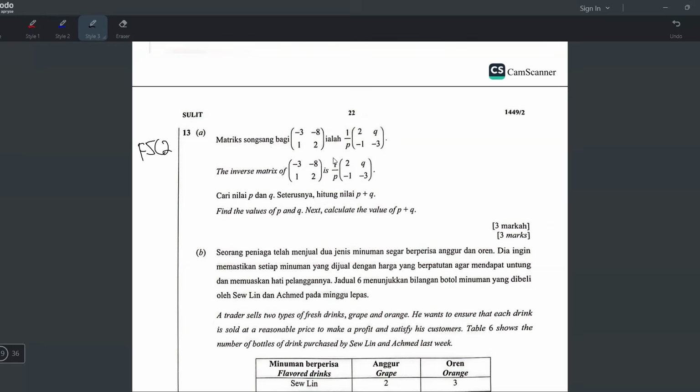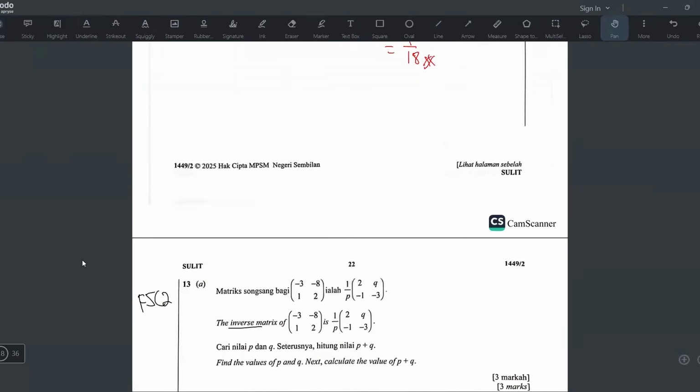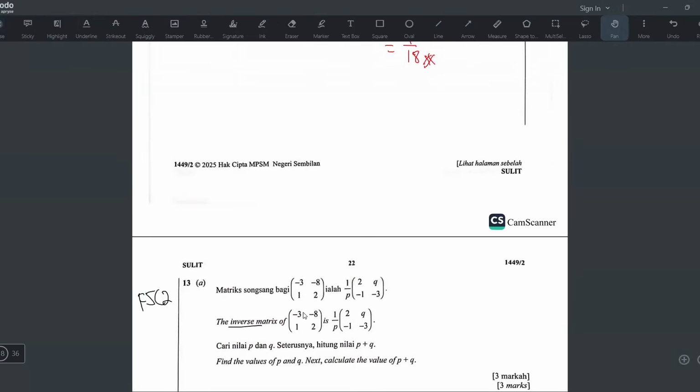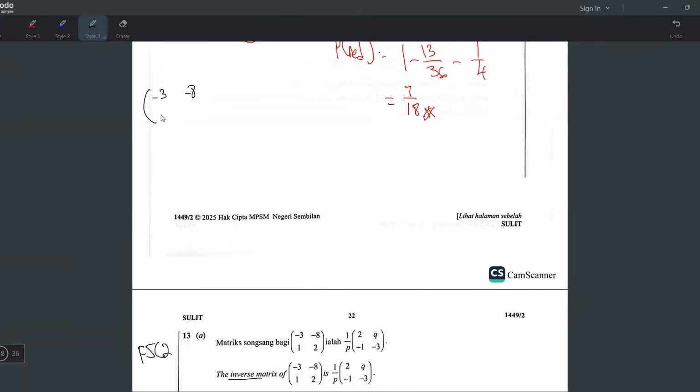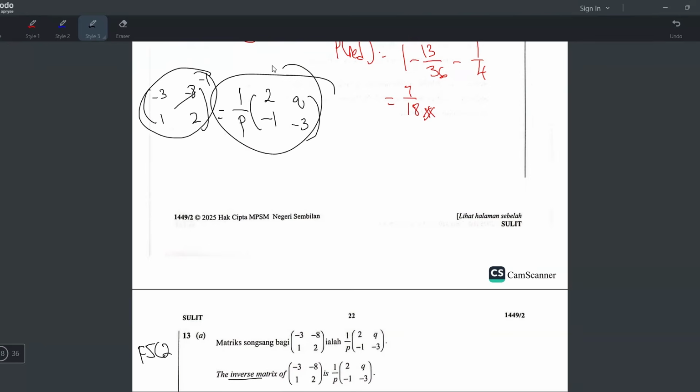Dia tak sama lagi. Dia kata inverse of this is equals to this. Maksudnya, you kena buat songsang untuk ni dulu. Lepas tu baru equals. In other words, you have to write like that. -3, -8, 1, 2 equals. The other side is this. 1/P, 2Q, -1, -3, right? But it's wrong if you write like that. You have to write -1 here. Maksudnya dia punya inverse baru sama dengan ni.